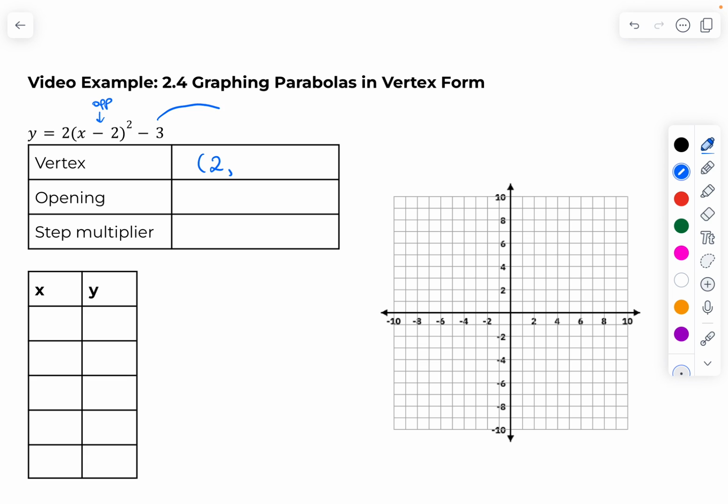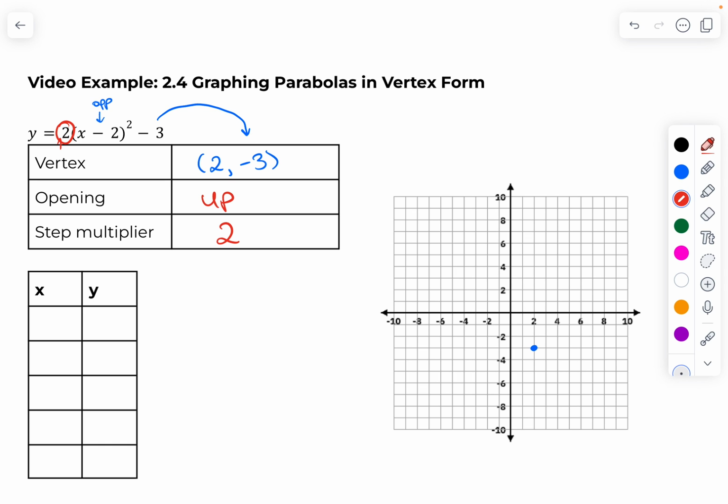And then this number is actually the y value. So it moves the graph 2 to the right, so positive 2, and then 3 down, so negative 3. So I have a vertex at 2, negative 3, which is right there. Okay, the opening of the graph: because there's no negative here, it's positive, so that means it's going to open up. And then this number here is what we call the step multiplier. So it's 2. That'll come in handy in a second.